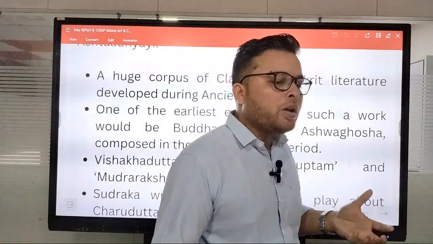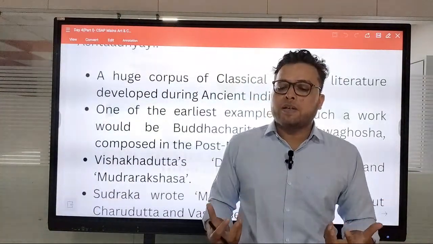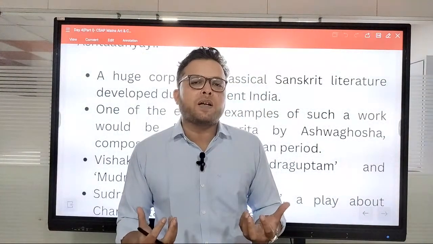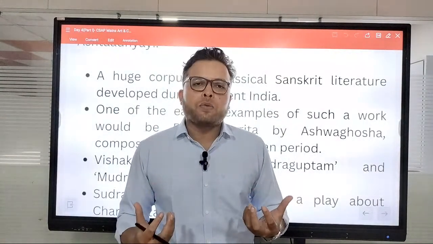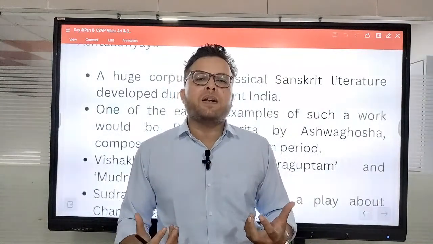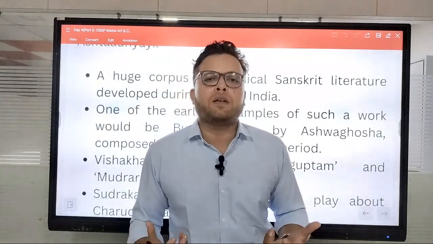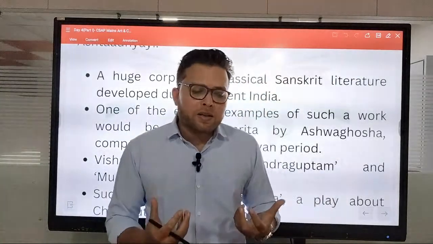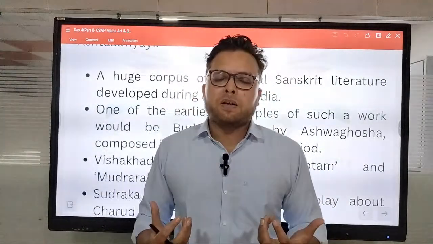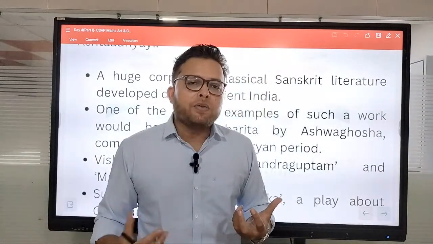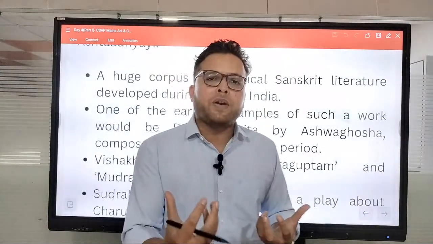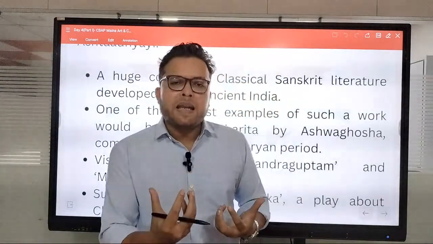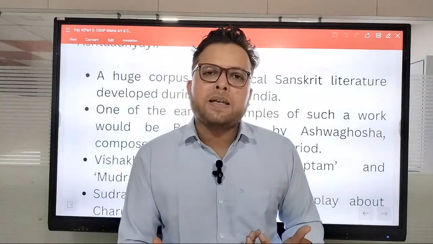Now, apart from this, if we talk about the development of classical Sanskrit literature that took place during the Gupta period, we have to start with a ruler by the name of Chandragupta Vikramaditya II, who is widely considered to be the greatest of the Gupta kings. This great king introduced the concept of Navratna. What is the meaning of Navratna? Nine great personalities or nine gems. He had nine gems or nine great personalities at his court.